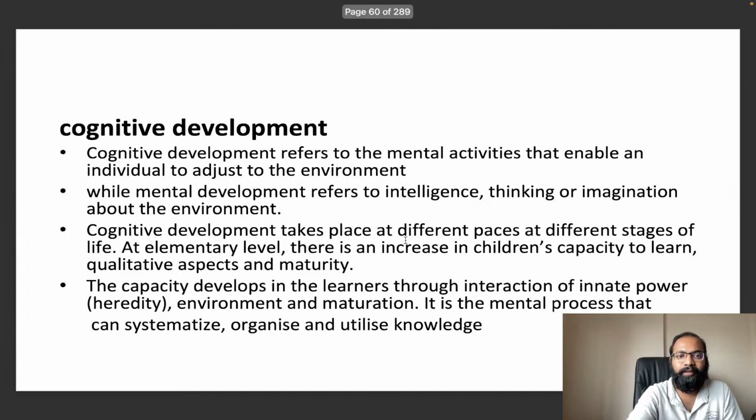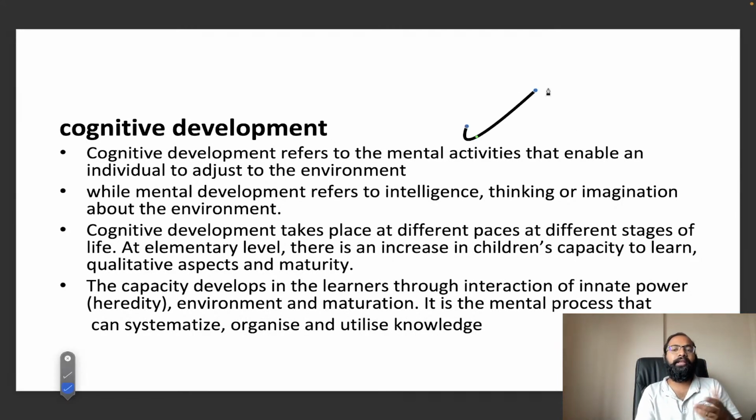Okay, next, the cognitive type of development. What is the meaning of cognitive development? It means intellectual development, their mental activity development, mind maturity, IQ level maturity, all these things, and adjusting to the environment, adjusting to situations, how to cope with the existing situations. All these things gradually develop in this adolescence age, like intelligence, thinking, or imagination about the environment.